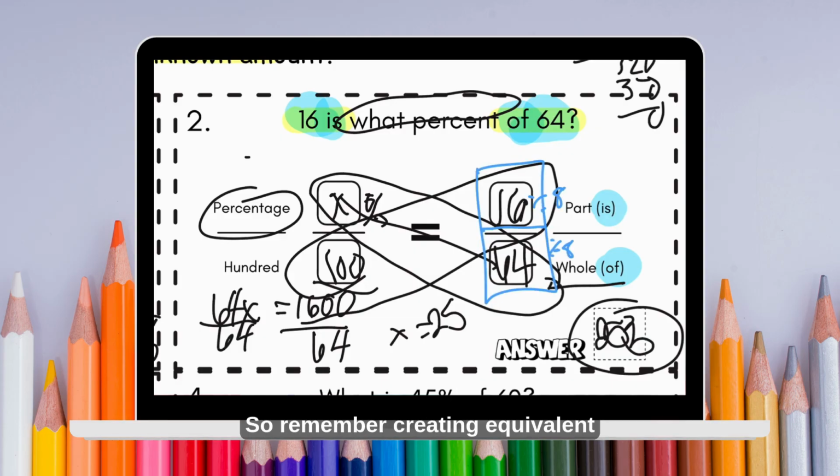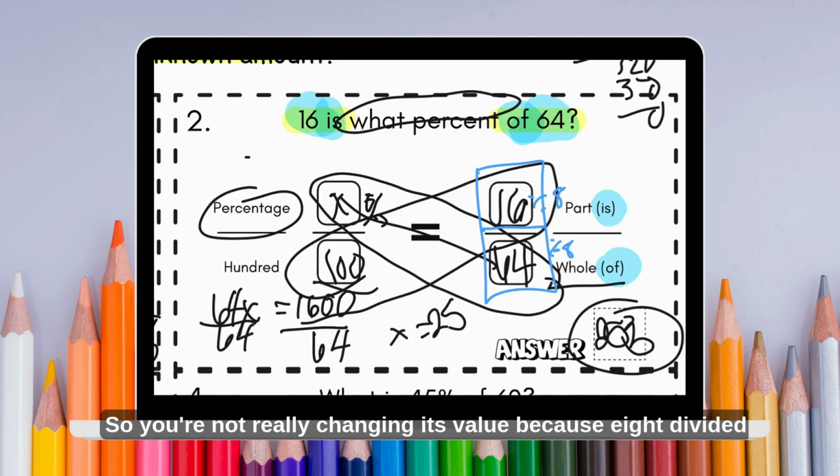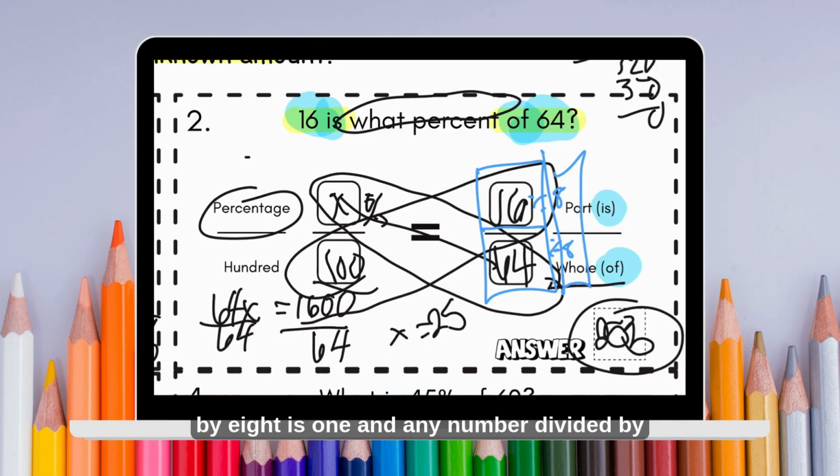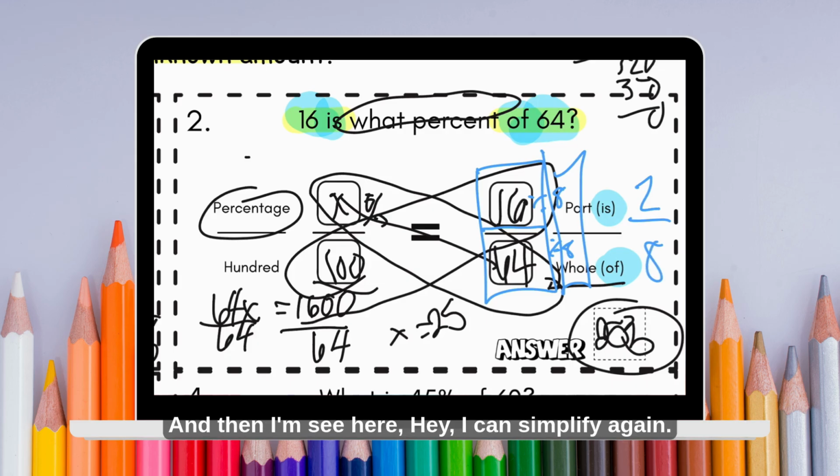So remember, creating equivalent ratios, if you multiply by the same number or divide by the same number, it maintains its equivalency. You're not really changing its value, because 8 divided by 8 is 1, and any number divided by 1 equals itself. So 16 divided by 8 gives us 2, and then 64 divided by 8, we know that 8 times 8 is 64. And then I see here, hey, I can simplify again. They're both divisible by 2. 2 divided by 2 is 1. 8 divided by 2 is 4, so 1/4.